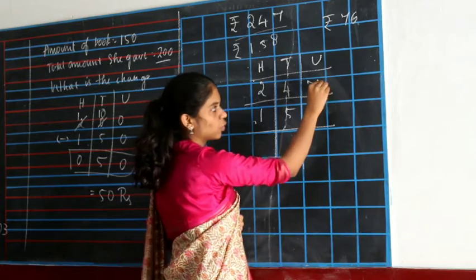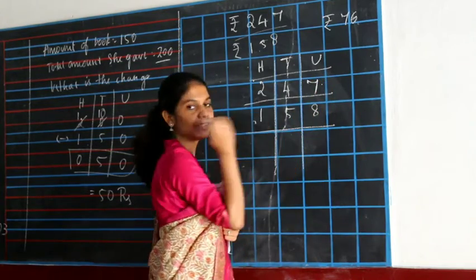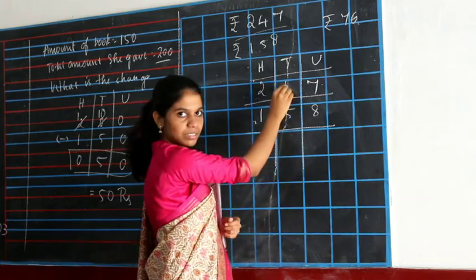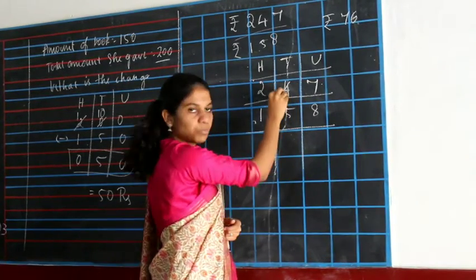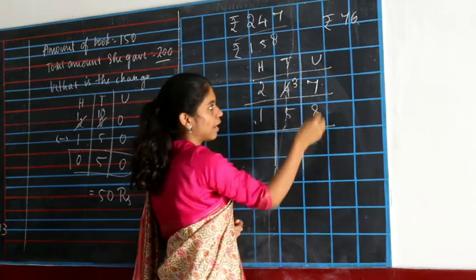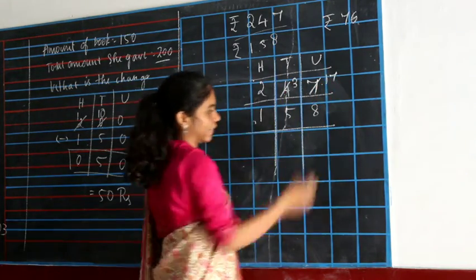Here see, here you have 7 and here you have 8. So what we will do is borrow from the previous number. Here if you borrow from 4, then you will get 3 here, and here it will be 17.